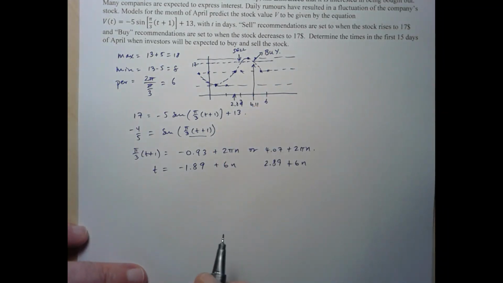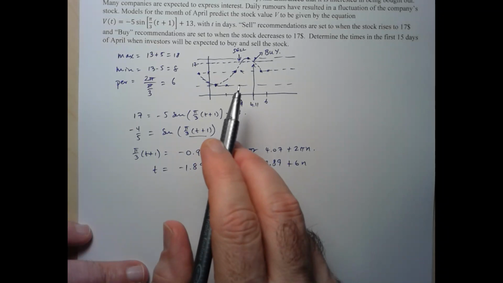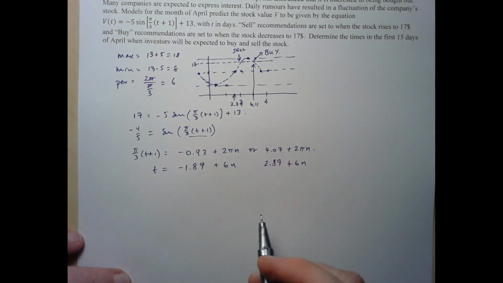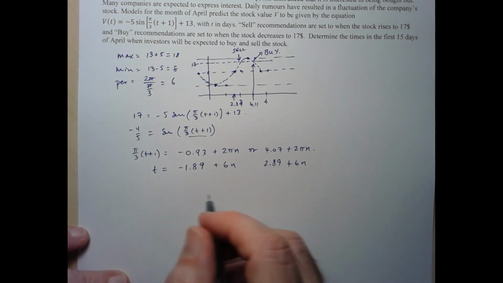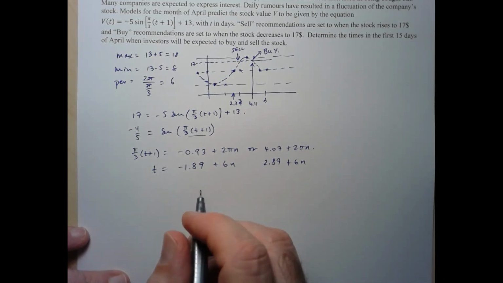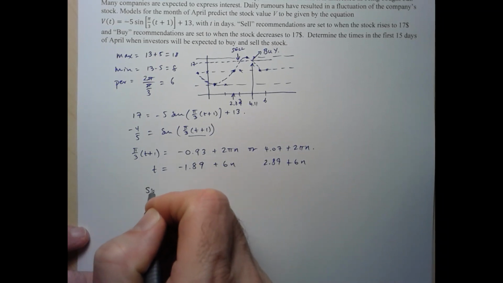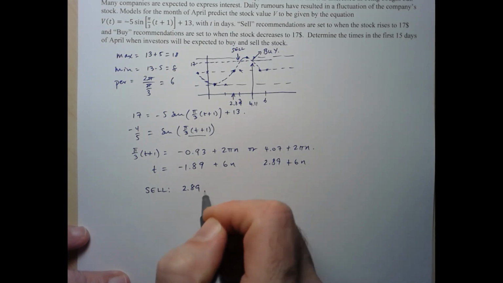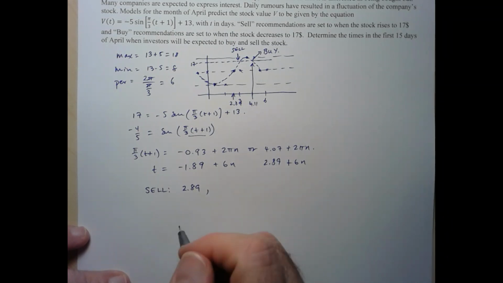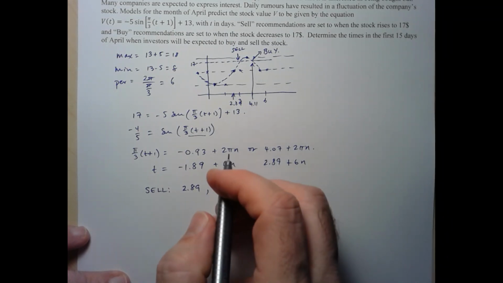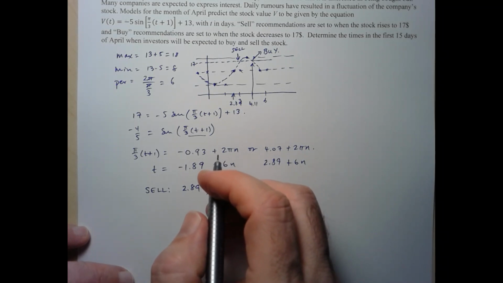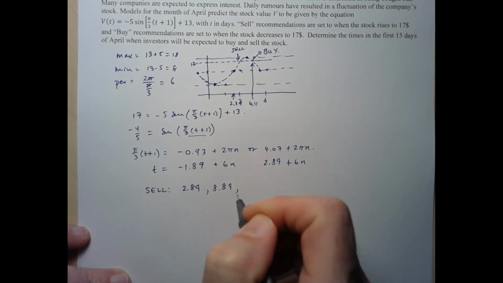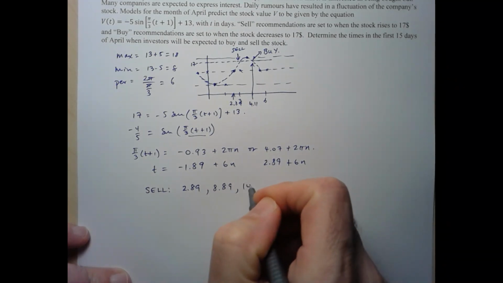Okay, so these are going to be the first times that I'm going to sell and buy, and then I'm just going to add 6 to find the next answers. Okay, so let me create two sets of answers here. So we'll do sell. So sell is going to be at 2.89. Then we'll add 6. What's that going to give me? 8.89. And then add 6 is 14.89.